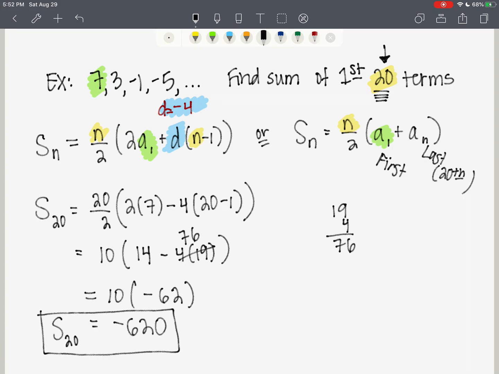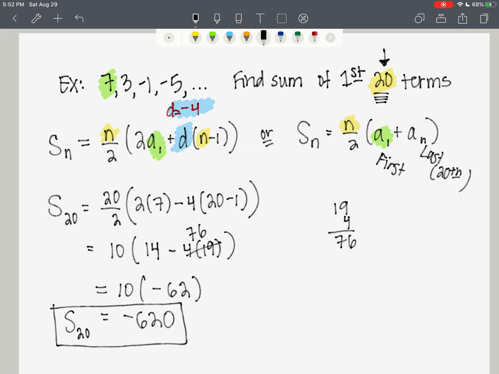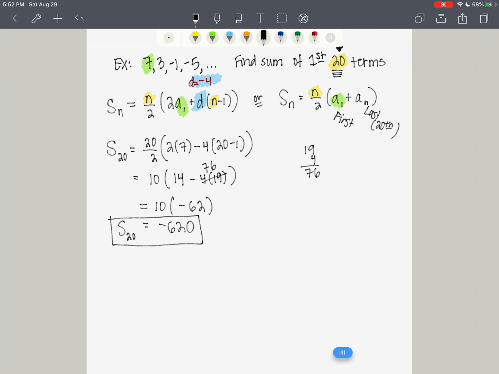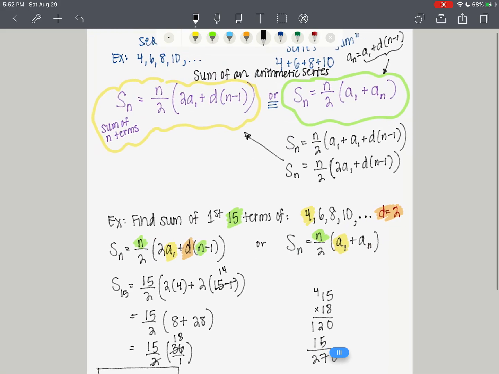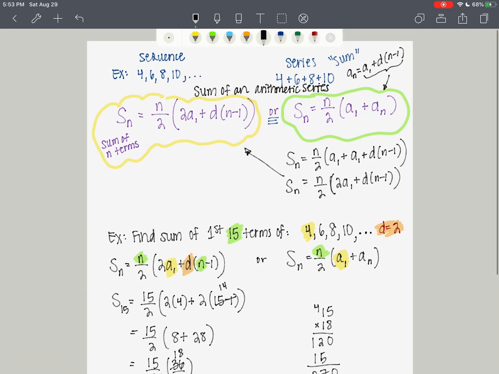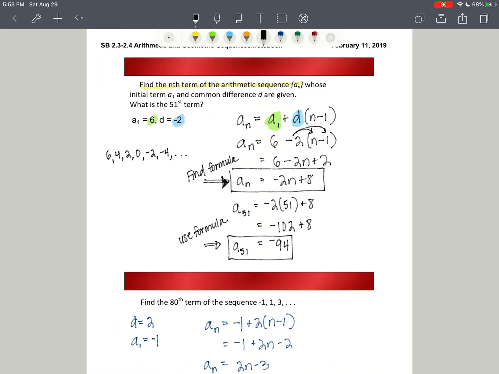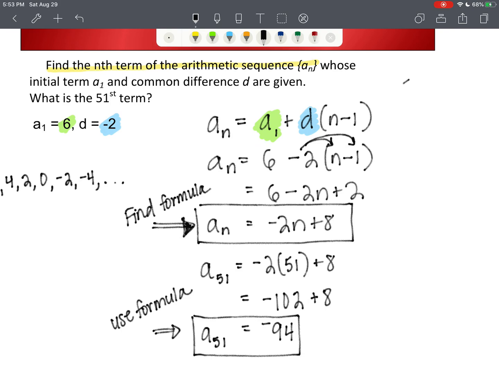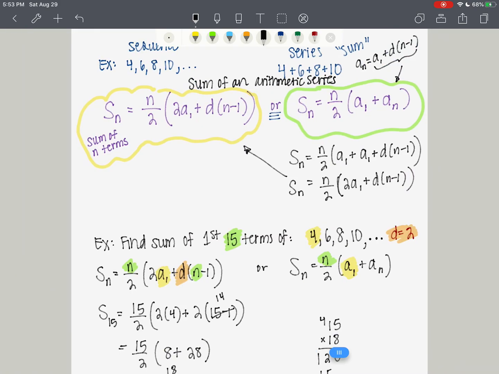And that's how you use your formula to find the sum of an arithmetic series. Now, it's going to be important for you to understand that sometimes you have to manipulate your information. Sometimes you have to use your a sub n formula right here to find out other pieces of information. So sometimes you're going to use this formula to find a piece of information that you need for your sum formula.